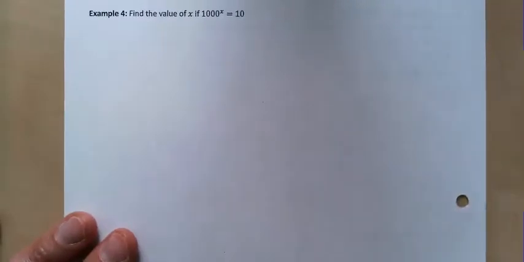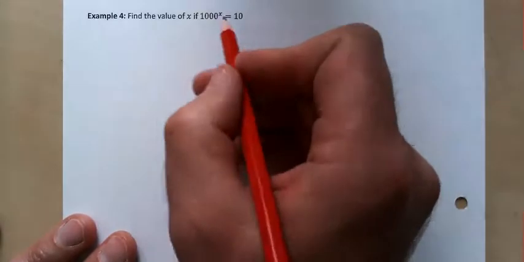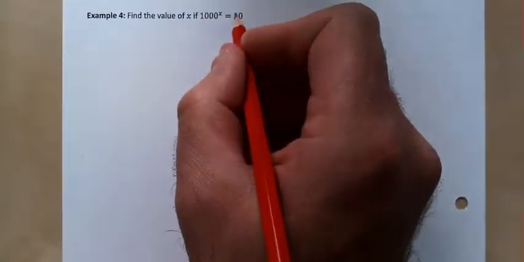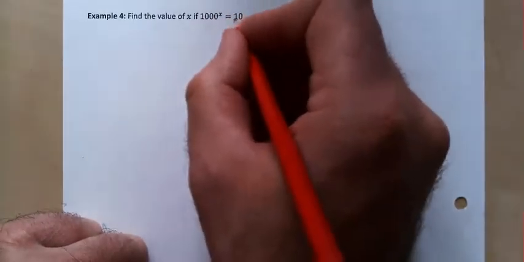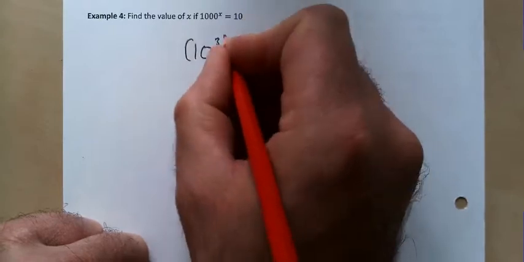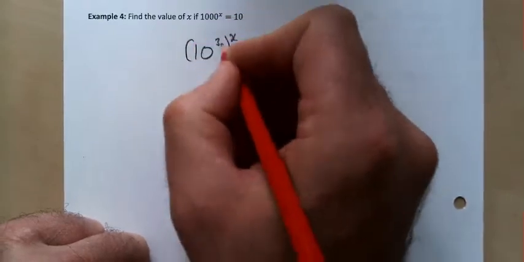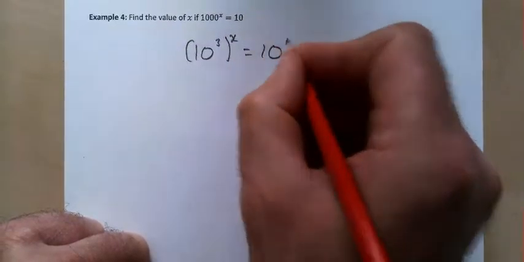Final example then. 1,000 to the power of x equals 10. I mean, I just know the answer to that one anyway, but if we want to work our way out, because I know it's going to be the cube root, so it's going to be a third, but the way we do it is to put everything to the same base. So I'm going to change this to a 10 cubed to the power of x. So you've changed 1,000 there to a 10 cubed, and then that's 10 to the power of 1.